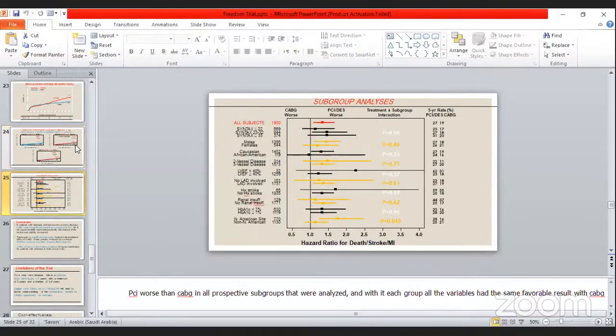Okay, yes. You made a comment about this slide. Do you recall what you said? For me, I think PCI is worse than CABG in all the prospective subgroups: groups with SYNTAX, and groups divided by gender, race, and left ventricular ejection fraction. So with each group, all the variables have the same favorable result with CABG.